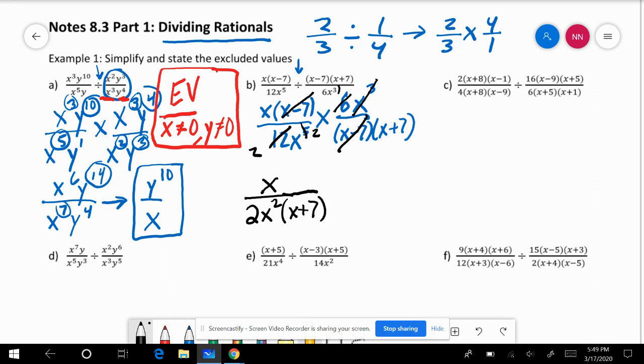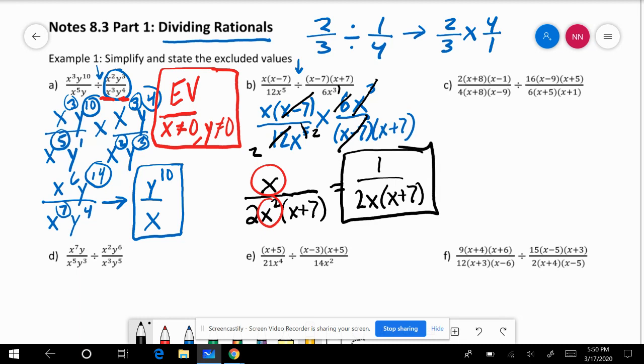Now, if you're paying attention, what you'll notice is that we still have x's. So we have to simplify it some more. That gives us 1 over 2x, x plus 7. And some of you might be thinking, couldn't you have done that at the beginning? Yep, I could have done it at the beginning. So I could have canceled those, and that would have made it a little bit easier.